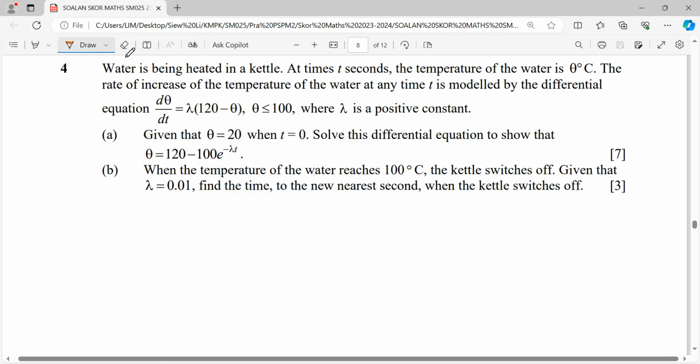Hi everyone, for this question it said water is being heated in a kettle. At the time t seconds, the temperature of the water is theta Celsius. The rate of increase of the temperature of the water at any time t is modeled by the differential equation we are given: d theta dt equals lambda (120 minus theta), where theta is less than 100 and lambda is a positive constant.